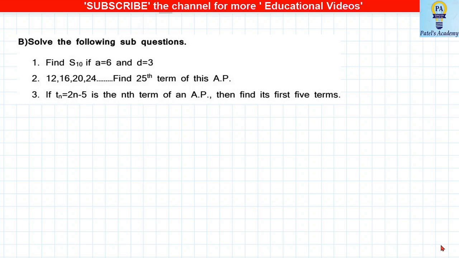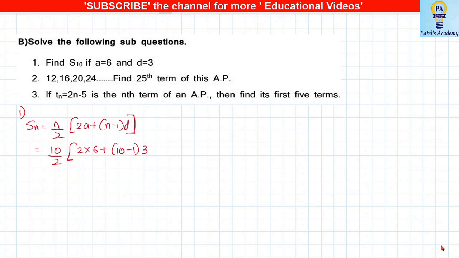Okay, so let's start with the B part. Find S10 if a is 6 and d is 3. So the Sn formula is n upon 2 times 2a plus n minus 1 d. The value of n is 10. So 10 upon 2, 2 into 6 plus n is 10 minus 1, d is 3.